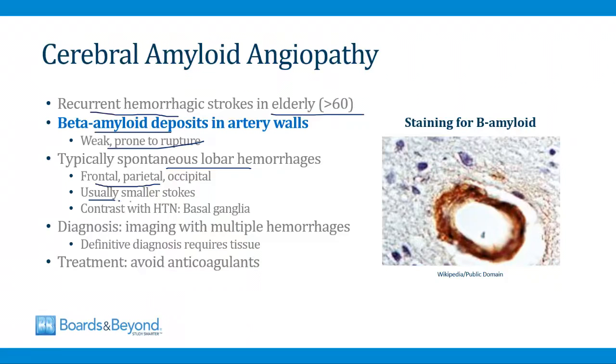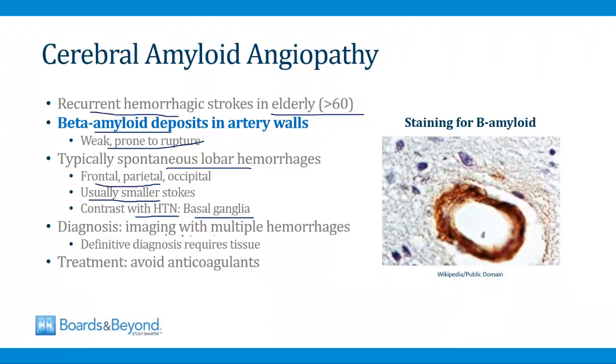Usually these are smaller strokes that only involve a small area of the brain, and this differentiates them from the large vessel ischemic strokes we talked about earlier. And also the fact that they occur in the lobes of the brain is different than hypertensive strokes, which usually occur in the basal ganglia.